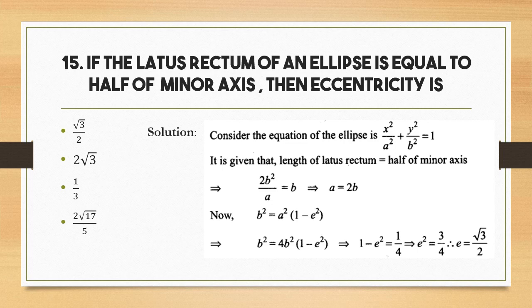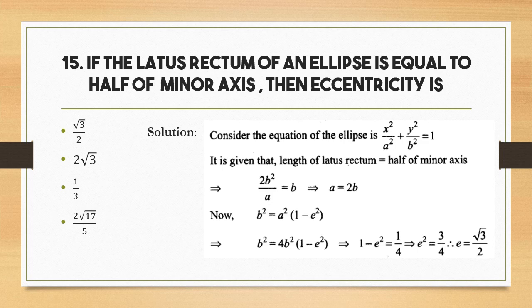They have not told what kind of ellipse it is. As I told you many times, if they have not told anything about what kind of ellipse it is, consider the ellipse equation as x square by a square plus y square by b square equal to 1. Again, it is given that the latus rectum is half of the minor axis. So we all know that the minor axis of an ellipse is 2b, the major axis is 2a, and the latus rectum is 2b square by a. Half of the minor axis means, minor axis is 2b, so the 2 gets cancelled and you are left with b. So 2b square by a, the formula for latus rectum, equals b. Again I will cancel b on both sides. So you get a equals 2b.